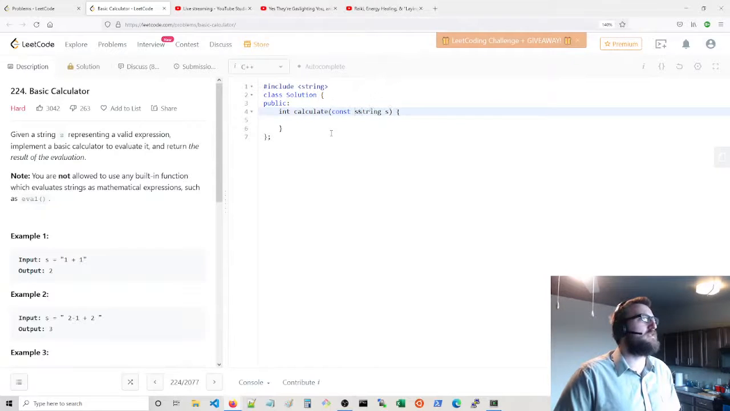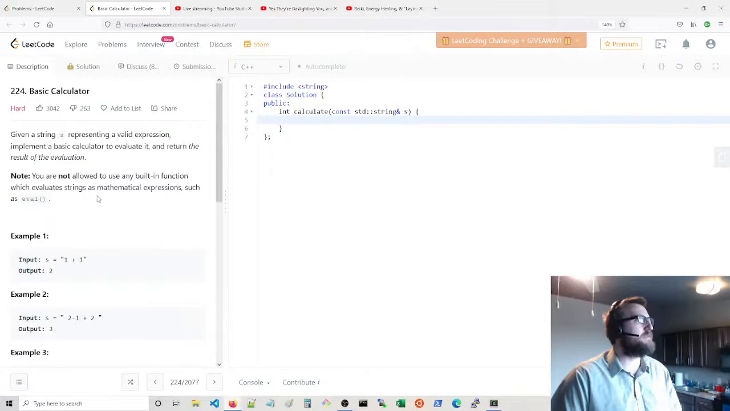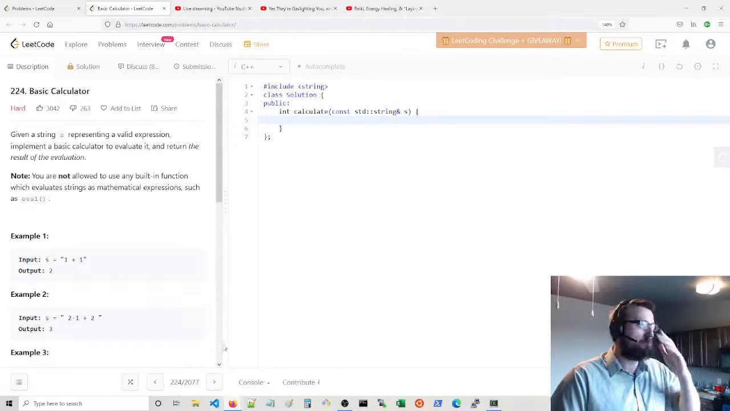Basic calculator: given a string S representing a valid expression, implement a basic calculator to evaluate it and return the result of evaluation. You are not allowed to use any built-in functions which evaluate strings as mathematical expressions, such as eval. Fair enough.